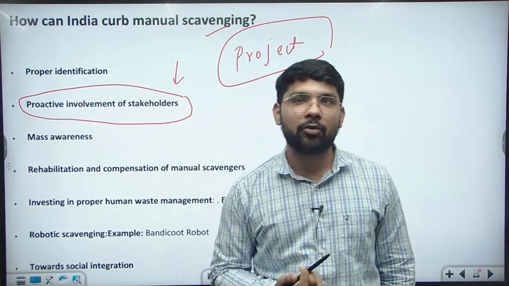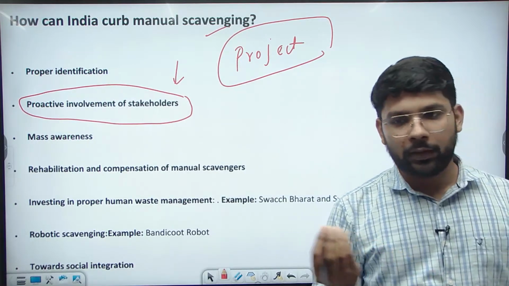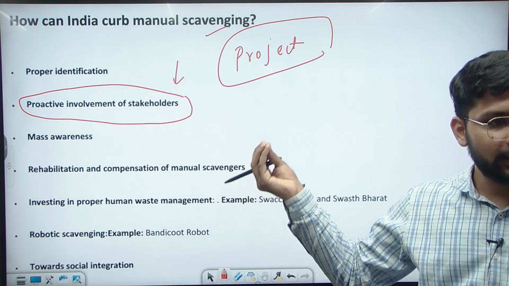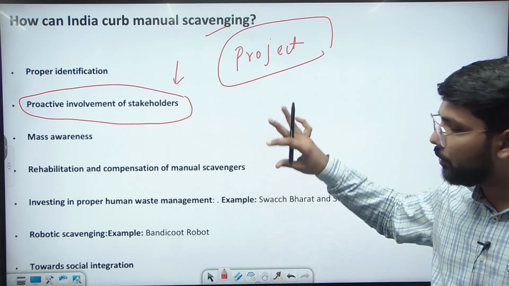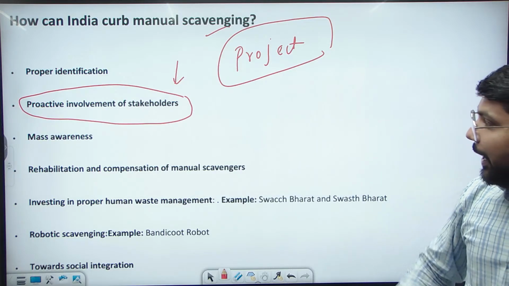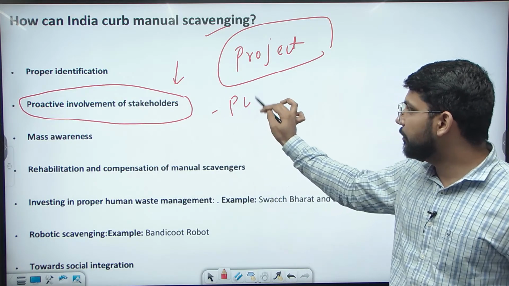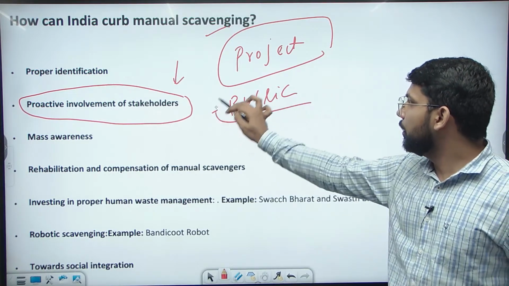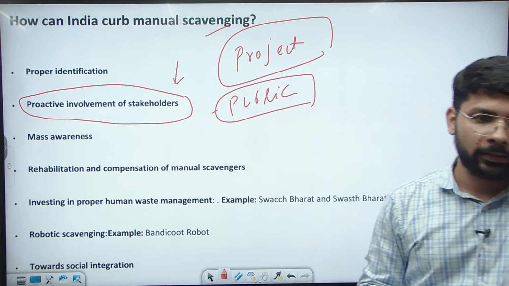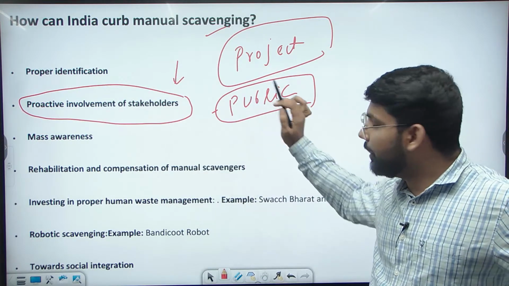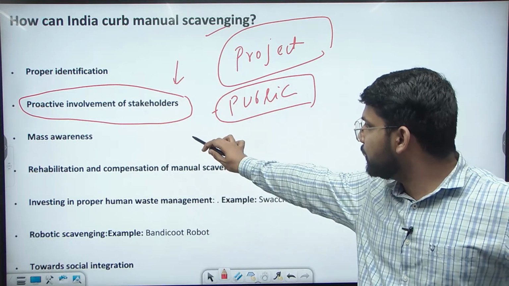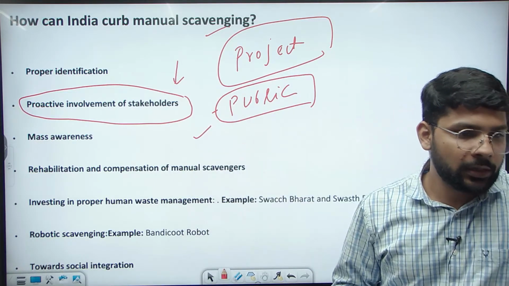There are various stakeholders: local people, municipal committee, Panchayati Raj, then the state government, then the central government. The active involvement of all the stakeholders is required, and the maximum involvement of the public is required here. Without the involvement of the citizens, the schemes cannot be successful. If the public is aware of these things, then it can be stopped. Mass awareness through radio, through news channels, through hoardings.